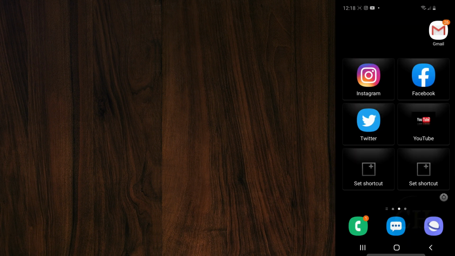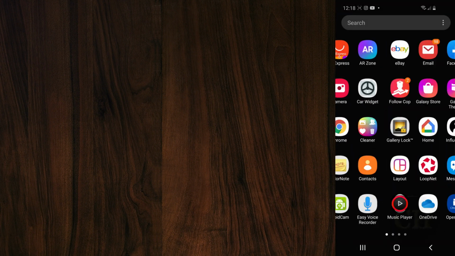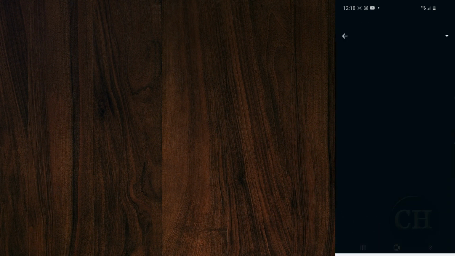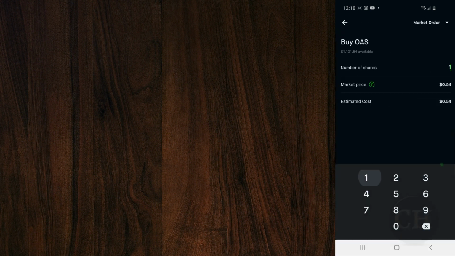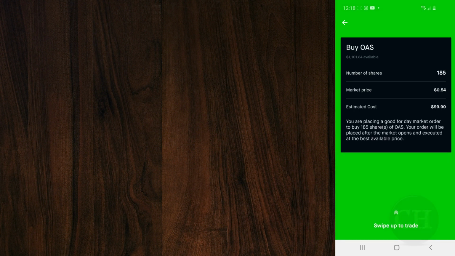Anyway, let's go back to Robinhood one more time because we want to execute the order. We're going to hit the buy button. You're going to type in 185. I'm going to go ahead and execute this order. I kind of like Oasis, and I've already got some shares in it. I'm going to hit the plus button right here. It's going to say swipe up to trade. So if I wanted to place this order, I will go ahead and swipe up.